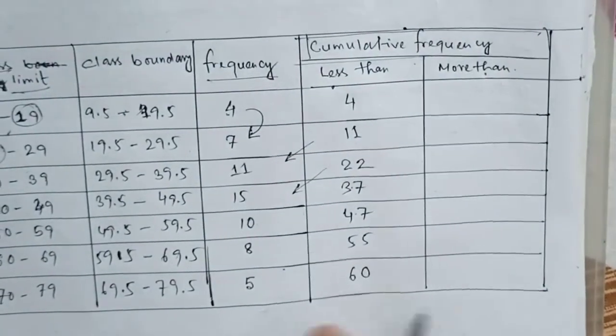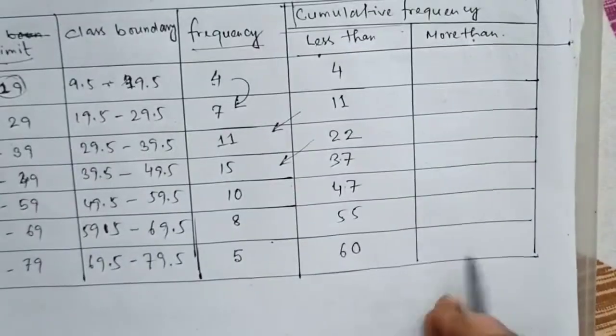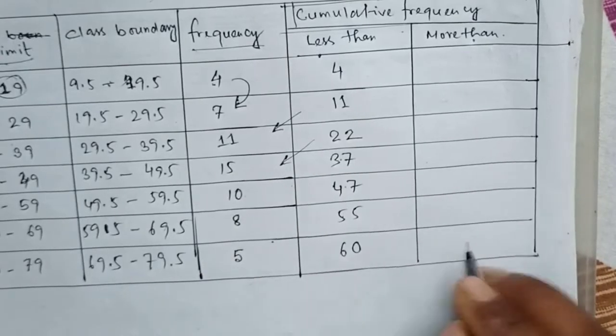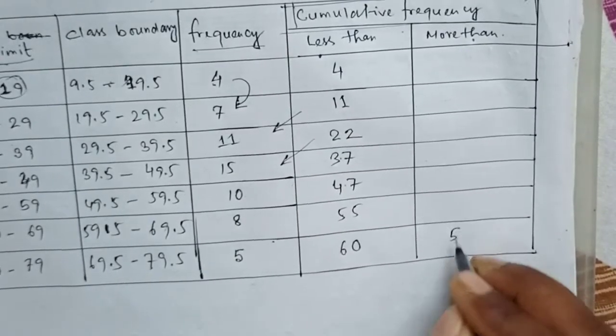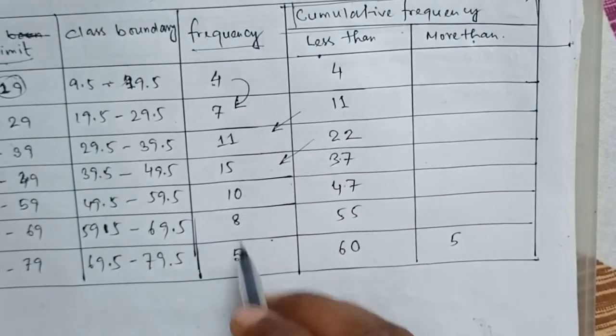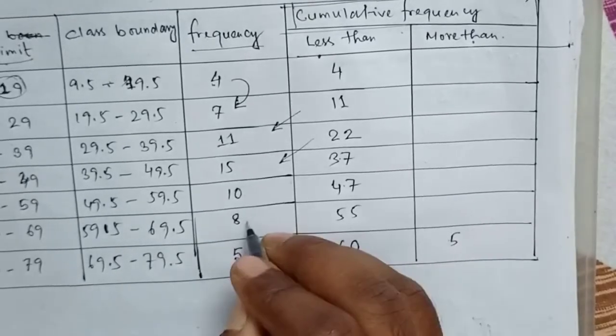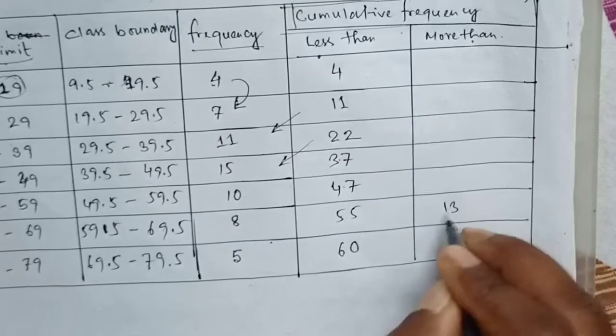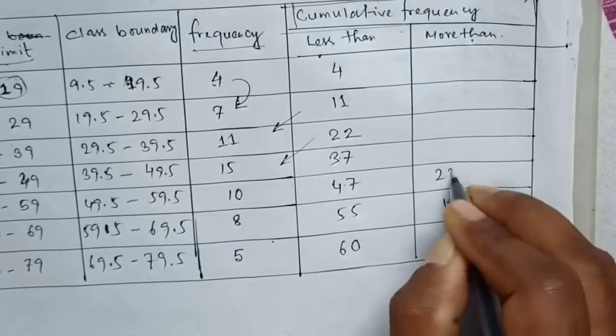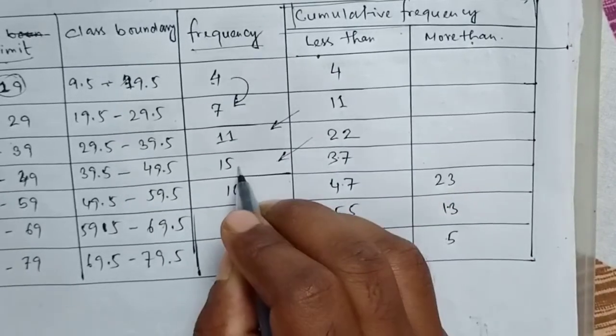And then the more than type. First 5, 8 and 5 is 13, and 13 plus 10 is 23, and so on.